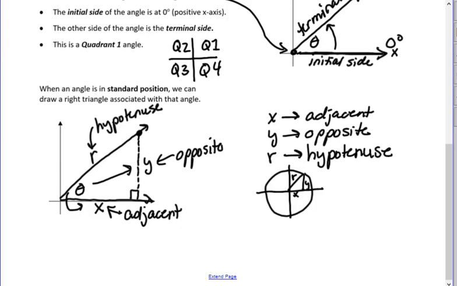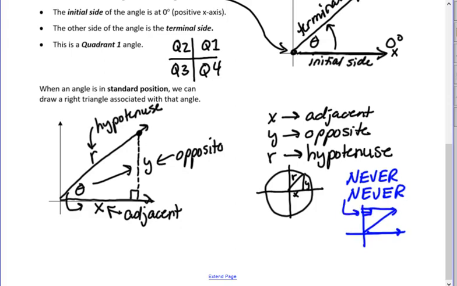Now, because of the way we're drawing this, I want to make sure that we never put the right angle on the y-axis. So never do this. Here's my angle, and I make the triangle look like this. There's my right angle. So never put the right angle on the y-axis. The right angle always is on the x-axis.